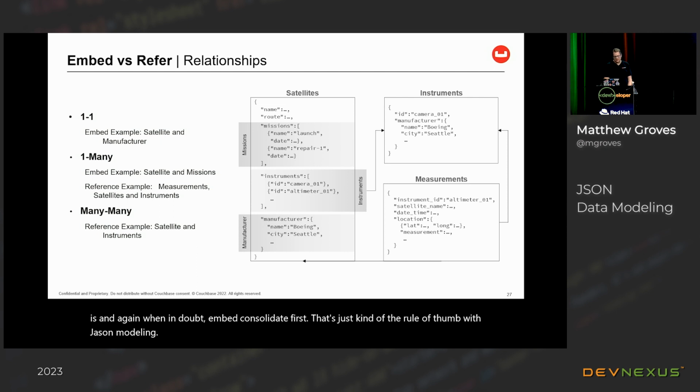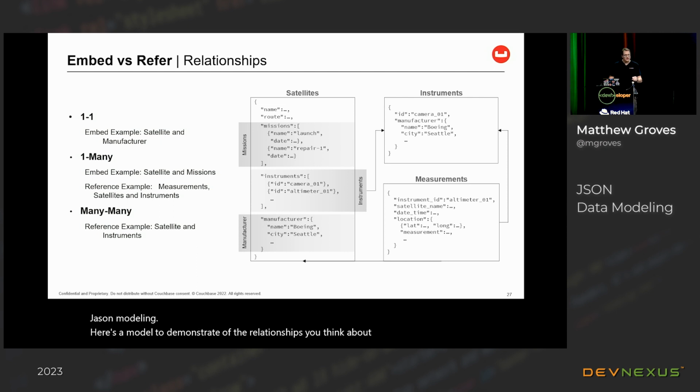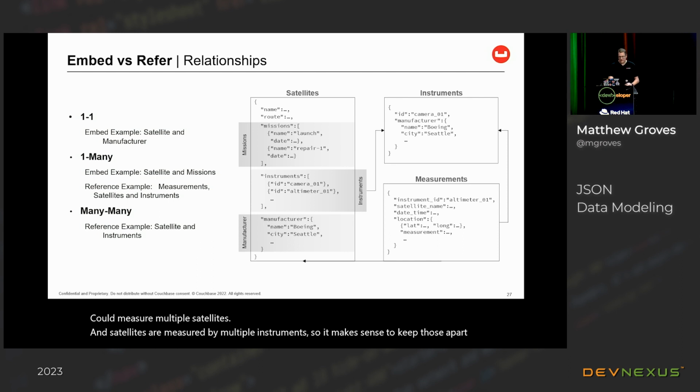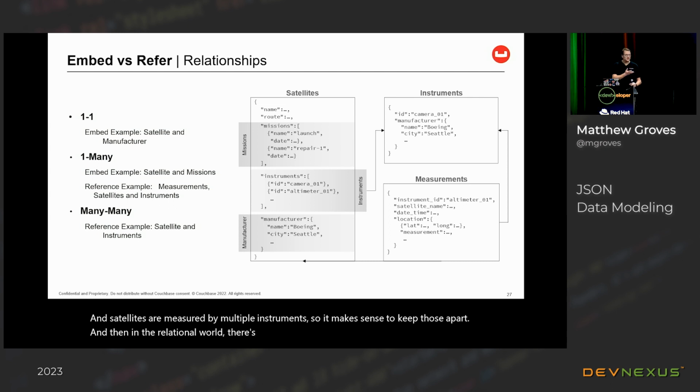Here's a model to demonstrate some of the relationships you have to think about. There's the one-to-one, and there's the one-to-many, which can also be embedded. There's the many-to-many, and in that situation, it still makes sense to keep these separate. In this case, instruments can measure multiple satellites, and satellites are measured by multiple instruments, so it makes sense to keep those apart. And like in the relational world, there's a many-to-many collection of measurements that link them. So that concept still applies, the mapping table you might have used before in the relational world.